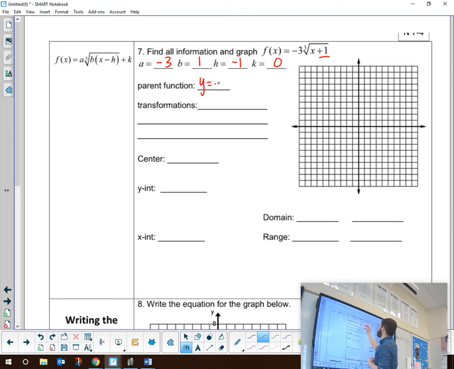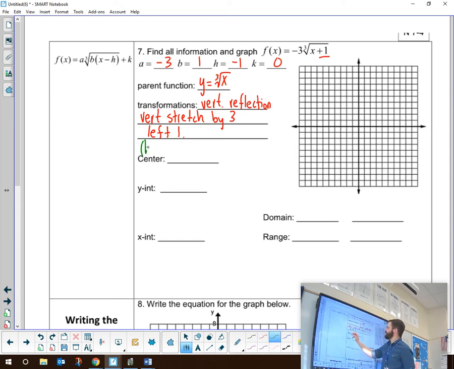My parent function is y equals the cube root of x, and we have a lot of transformations. My first transformation is I'm going to have a vertical reflection because of that negative out in front. Second transformation is I'm going to have a vertical stretch by 3. And last but not least, because my h is negative 1, we're going to go to the left 1.